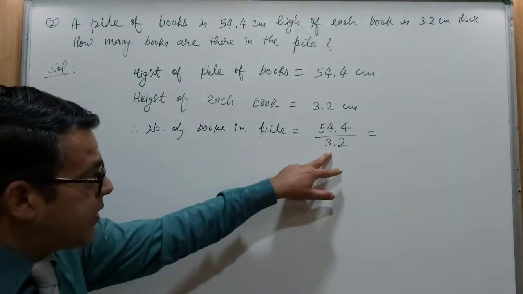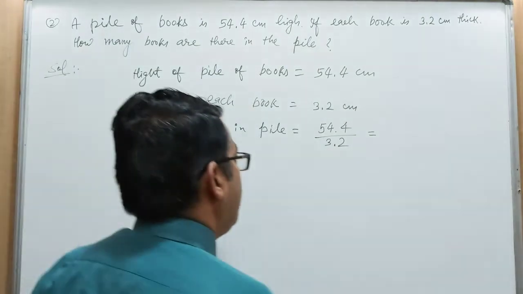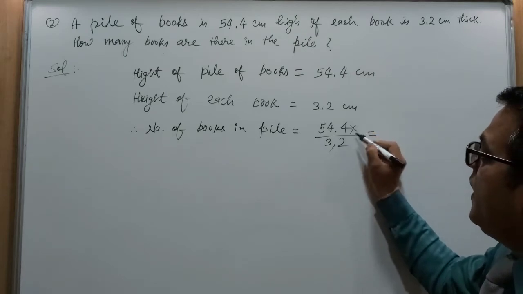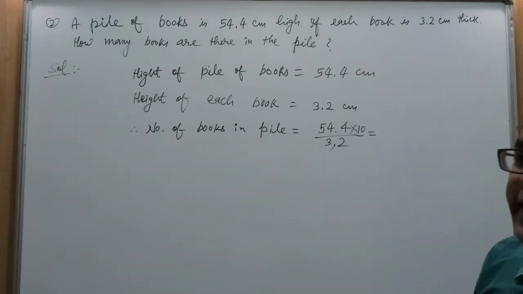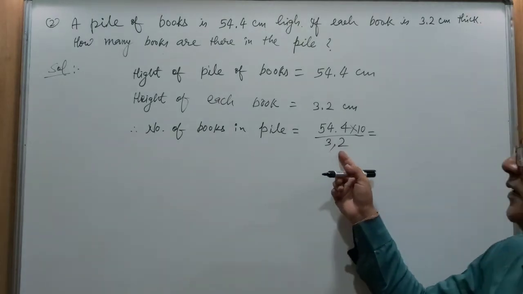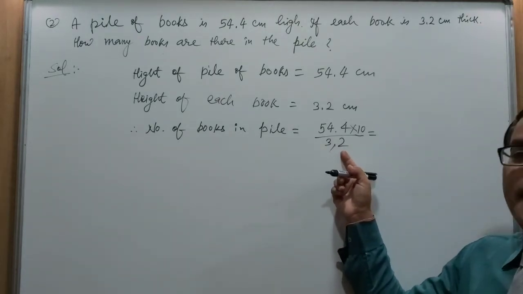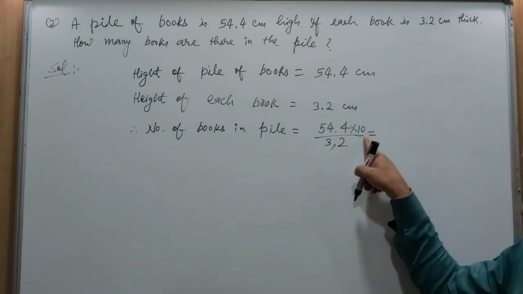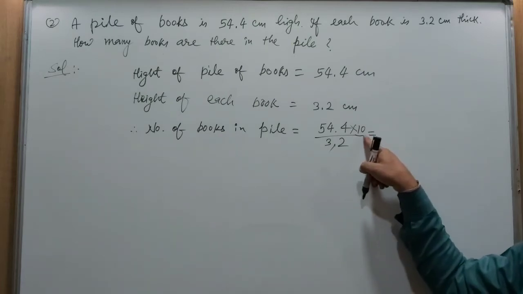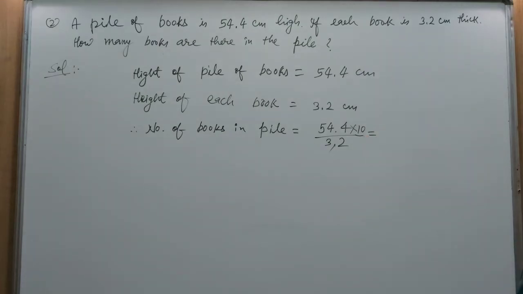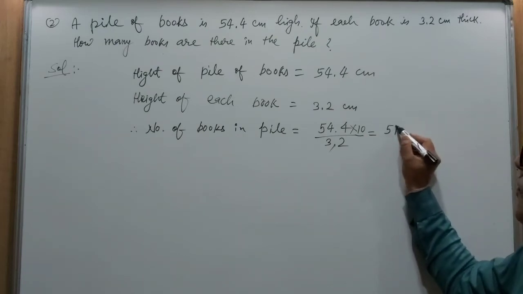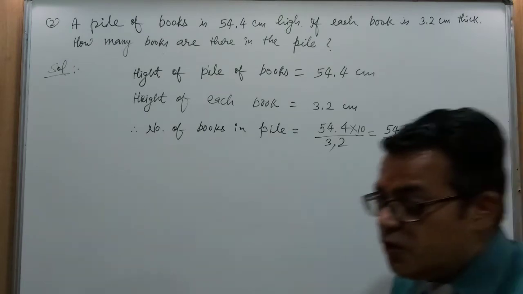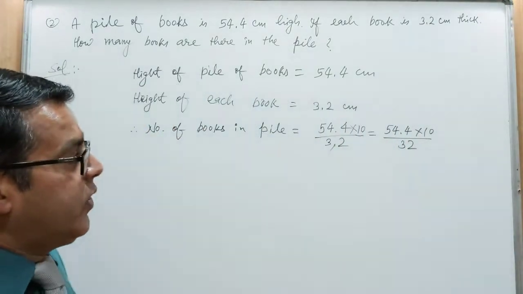So what to do now? First thing is you need to remove this decimal point. How can we remove this decimal point? We can multiply the opposite side by 1 followed by as many zeros as the digits we have after the decimal point. So here after the decimal point we have only one digit. It means we can multiply the opposite side, that is the numerator, by 10. Now what we have is 54.4 into 10, and downside we have 32 after removing the decimal point.